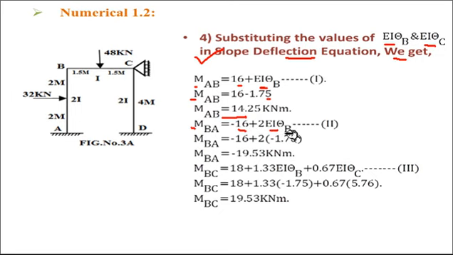Next equation, MBA is equal to minus 16 plus 2 EI theta B. So putting the value of EI theta B, we have MBA is equal to minus 16 plus 2 in bracket minus 1.75. So MBA is equal to minus 19.53 kilonewton meter. MBC is equal to 18 plus 1.33 EI theta B plus 0.67 EI theta C. Equation three, putting the value of EI theta B and EI theta C, we have MBC is equal to plus 19.53 kilonewton meter moment.